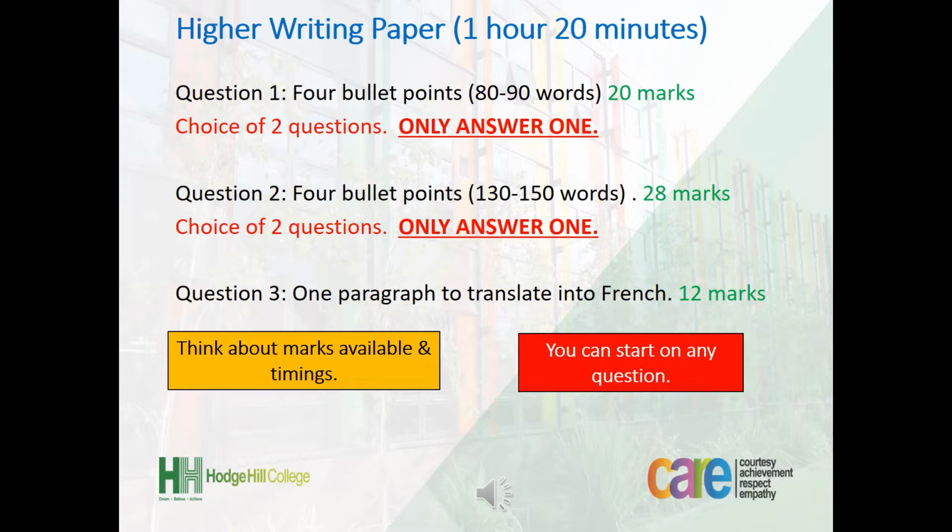What you need to think about at the beginning of the paper is the fact that you have an hour and 20 and you've got 3 questions, so think about splitting your time up. You'll be spending more time on question 2 because it is worth almost half of your whole paper. You can of course start on any question, so make sure that you choose carefully and that you answer all questions and give as much time as possible to all 3, rather than leaving the paragraph, for example, to the end and having to rush through that.